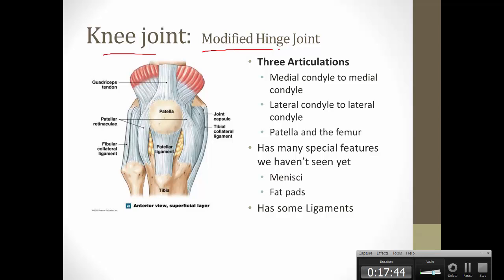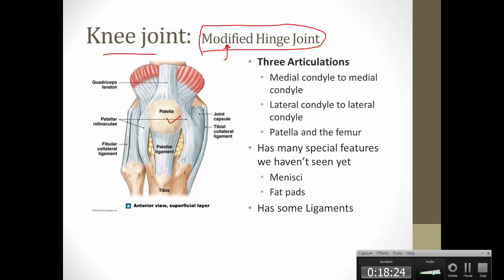Knee joint is a modified hinge joint. It's a hinge joint because its main function is to do flexion and extension. However, we call it a modified hinge joint because it does a little bit of medial and lateral rotation as well, but it's not a very significant movement. That's why they just call it modified. But for now, you can think of the knee joint to be similar to the elbow joint, and think about them that they are both hinge joints. The knee joint is composed of three articulations.